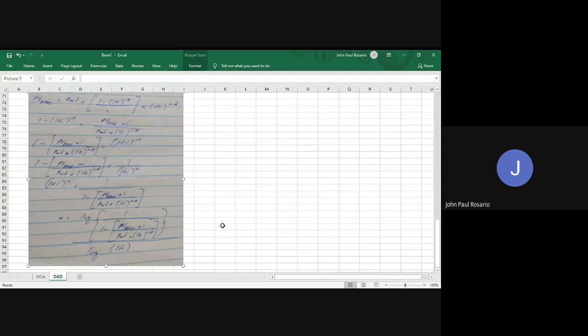Okay, so this is the problem, the formula. And then ang unknown is si N man, so we have to eliminate na dili nga wala si N. Ay itong mga kanang functions nga wala si N. So mabilin si 1 minus 1 plus I to the power of negative N equals PV dot times I over payment times 1 plus I to the power of 1 minus D.